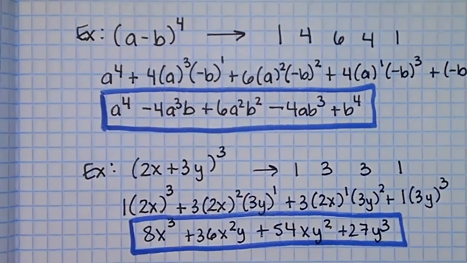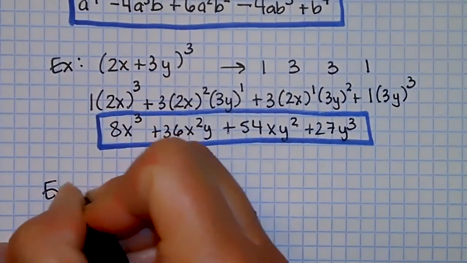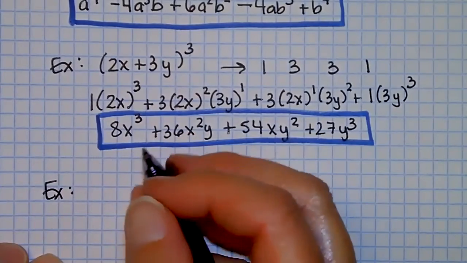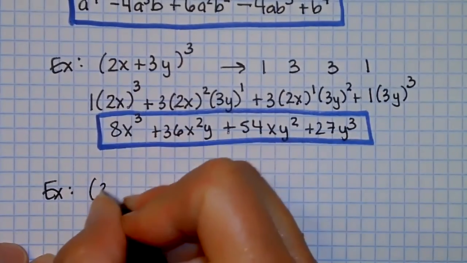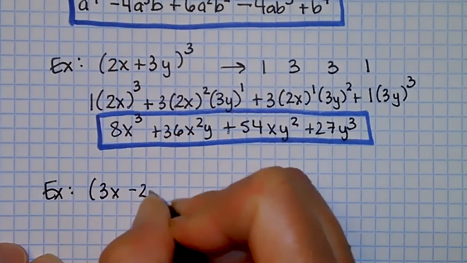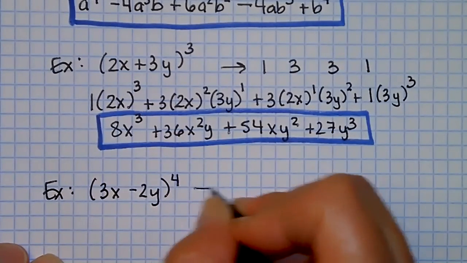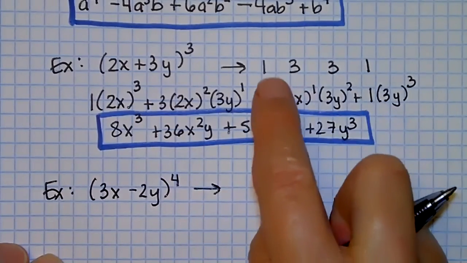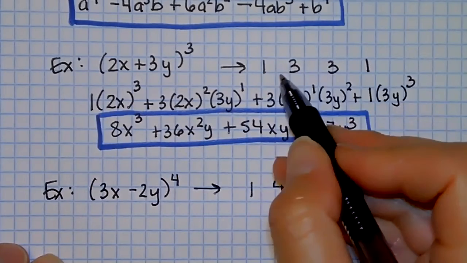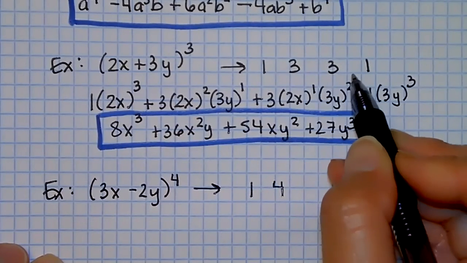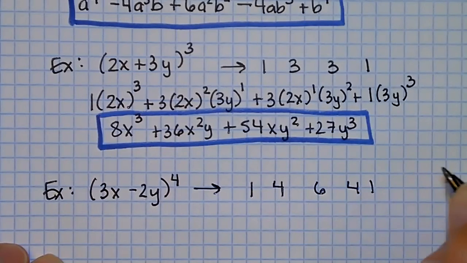Okay, so last one. I'm going to try another one. I'm going to put a negative in, and I'm just going to use a 3 and a 2 again, just to make it a little simpler numbers. So let's say it's 3x minus 2y this time, raised to the power 4. Since it's a 4, I'm going to be using the next row after this, which would be 1, 4, 6, 4, 1.